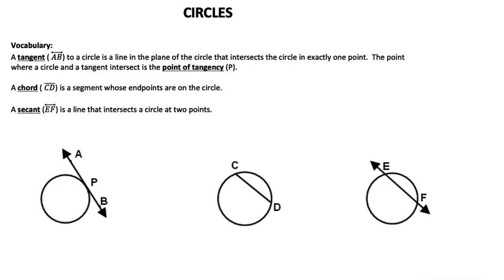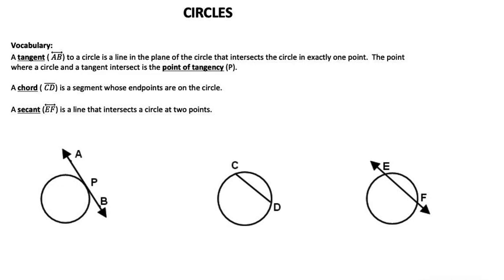In the first illustration here, notice that line AB is a tangent to the circle. A tangent to a circle is a line in the plane of the circle that intersects the circle in exactly one point. The point where the circle and a tangent intersect is called the point of tangency, and in this illustration it is point P.